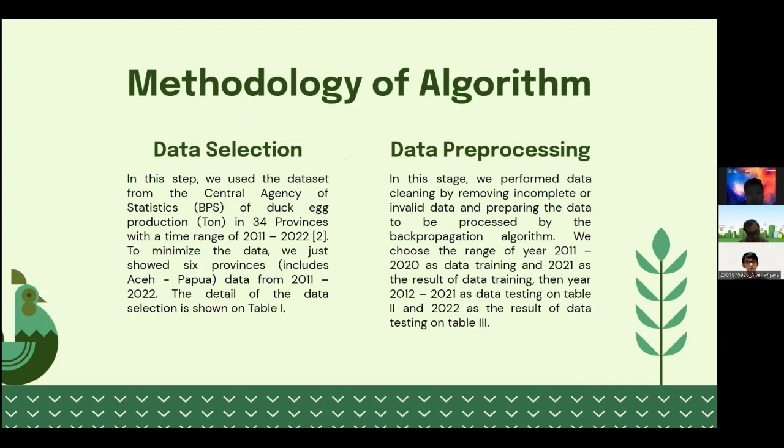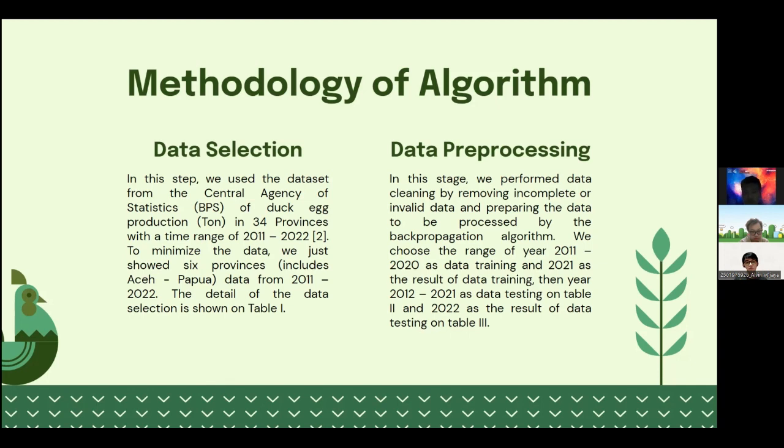Methodology of algorithm. Data selection. In this step, we use the dataset from the Central Agency of Statistics of duck egg production in 34 provinces with a time range of 2011 to 2022. To minimize the data, we just show 6 provinces' data from 2011 until 2022. The detail of the data selection is shown on table 1.